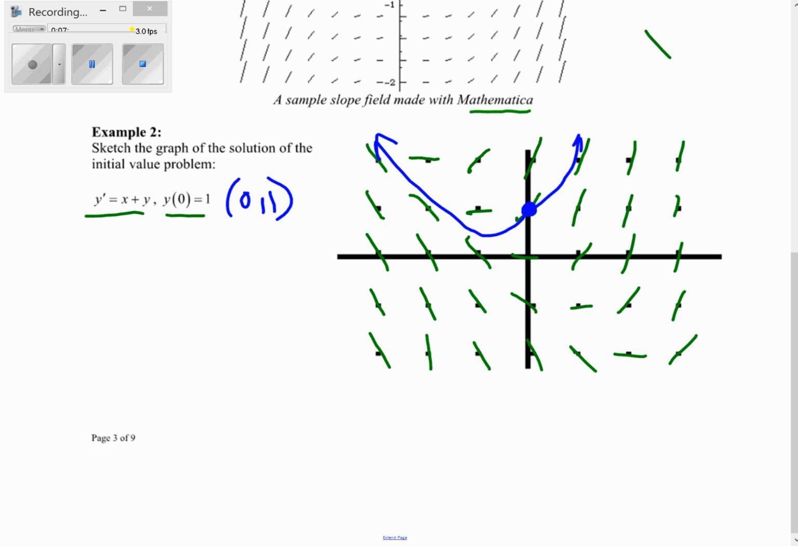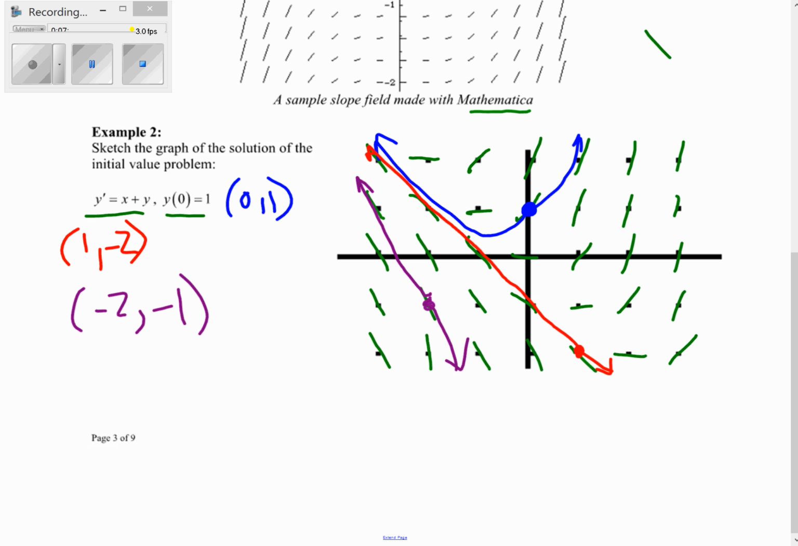Now it could look a little different, right? Let's try 1, negative 2. If I start there, on this side, it looks like it would just kind of keep going down, and then we'd follow that slope, and this one actually looks like a straight line. Let's try another one, maybe something over here in this third quadrant. Negative 2, negative 1. So it looks like this is kind of steep, and maybe I'd be following that and that. Okay, there you go, another graph.